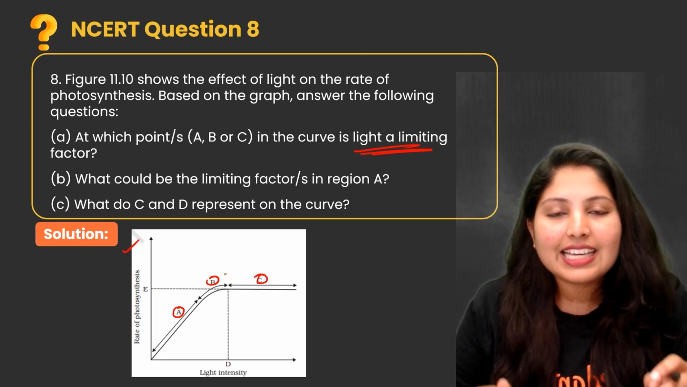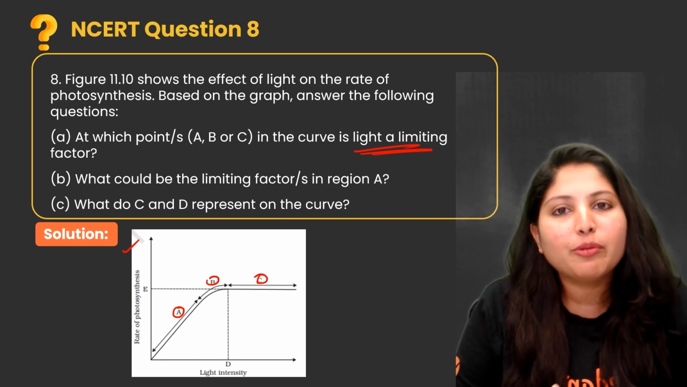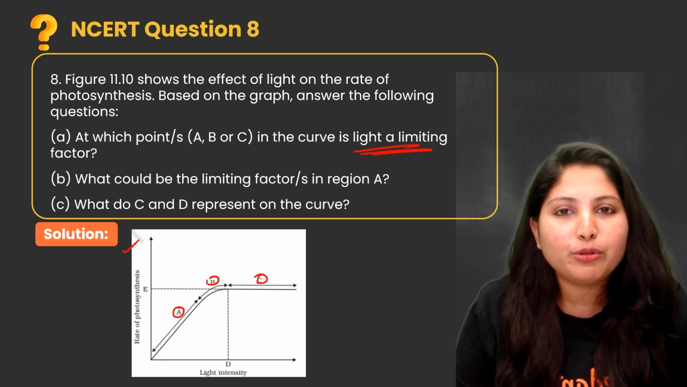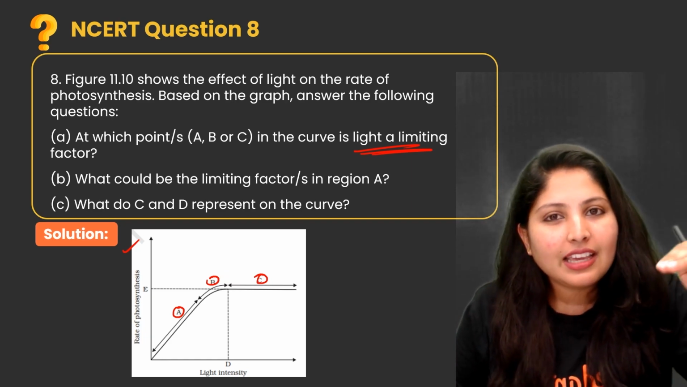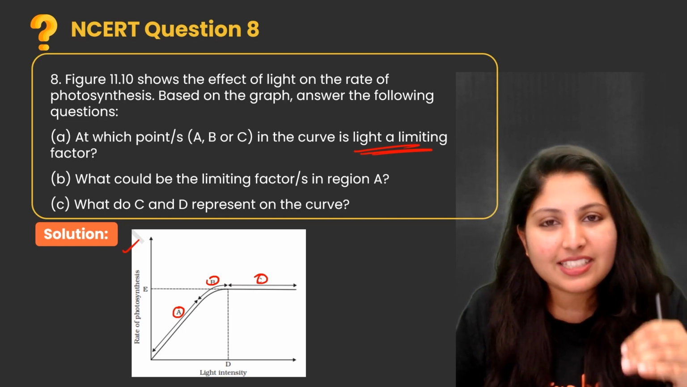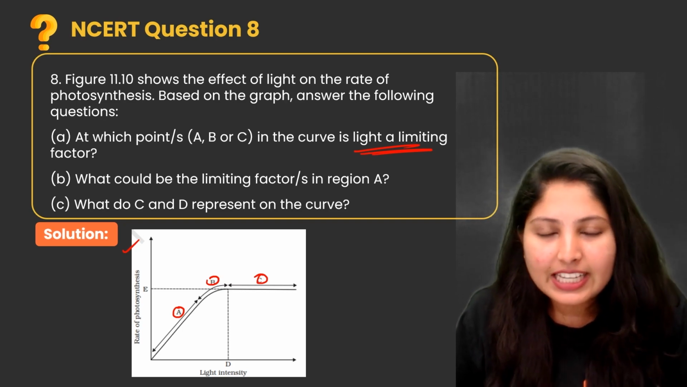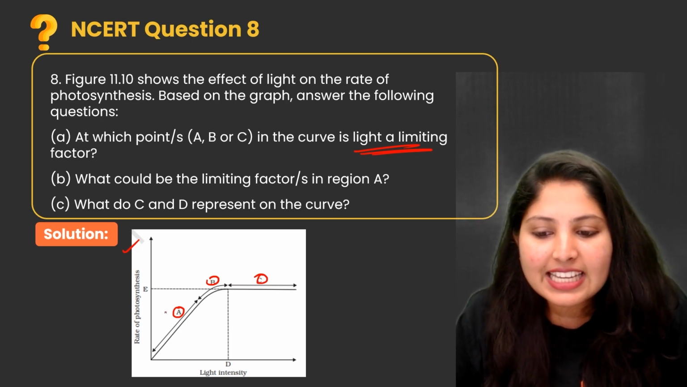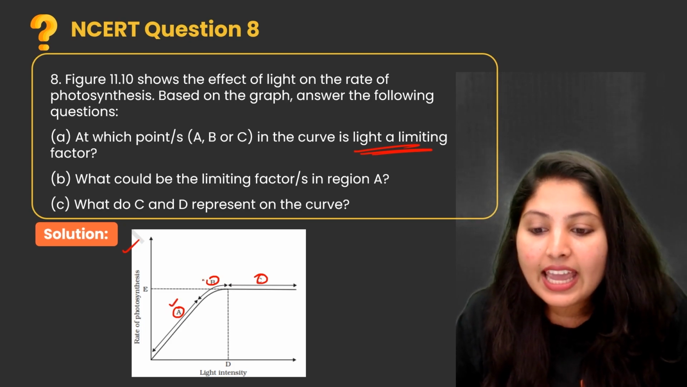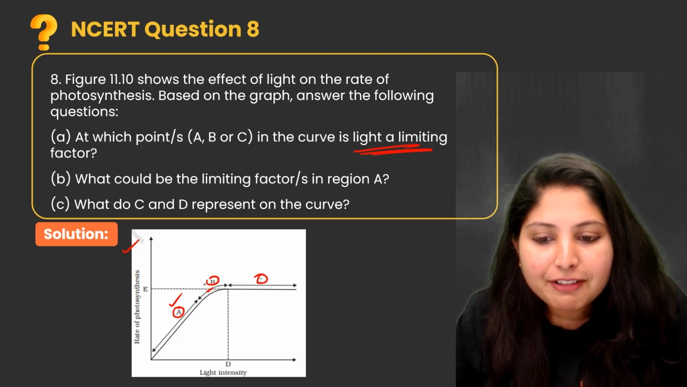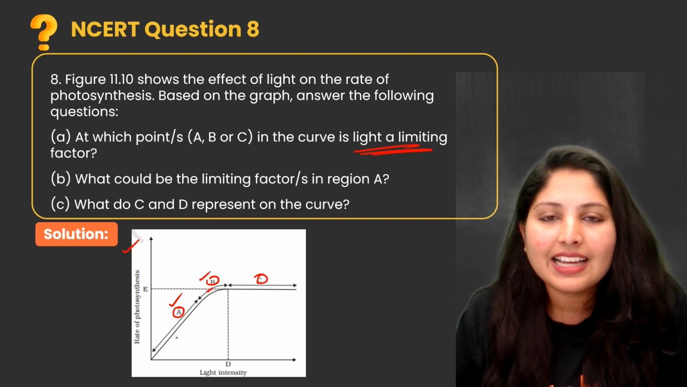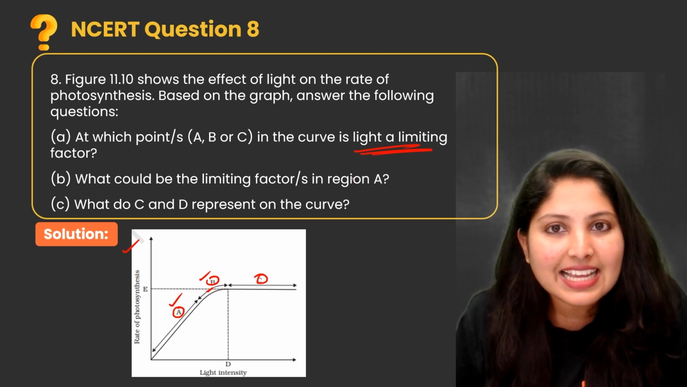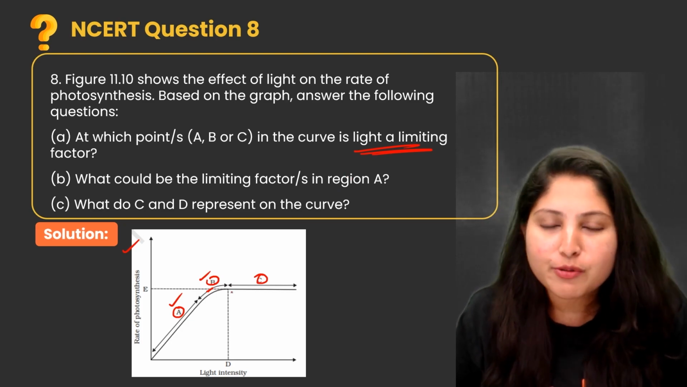If light is stable, then we can find more photosynthesis, a greater amount of glucose, right? If the light is limited or very less, what happens? The photosynthesis is also less. Hence, we can easily tell that A and 50% of B is the point where light is a limiting factor for photosynthesis.